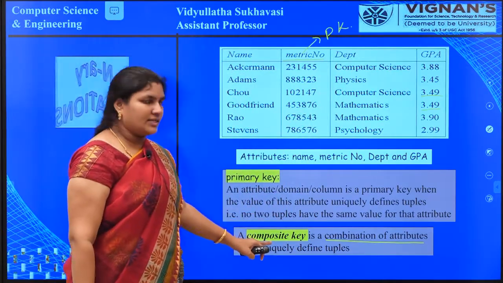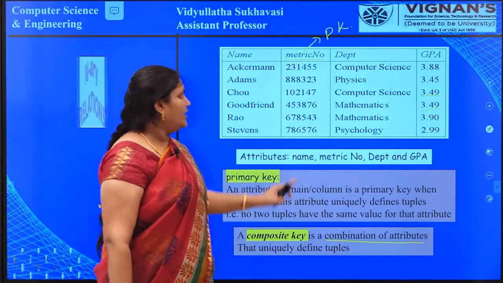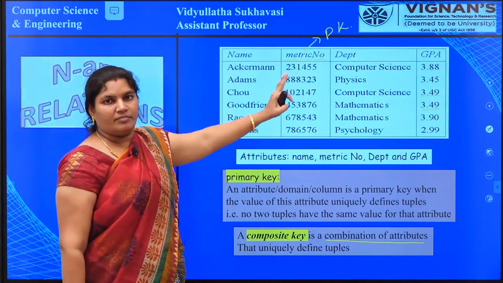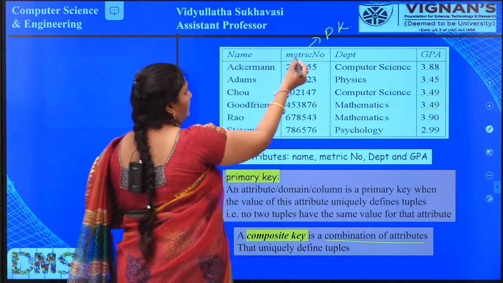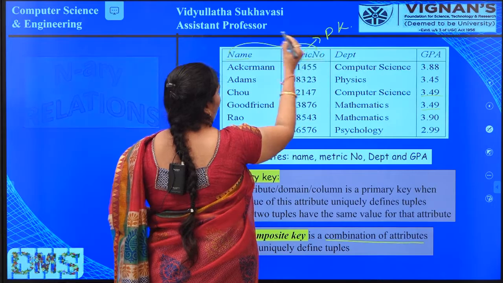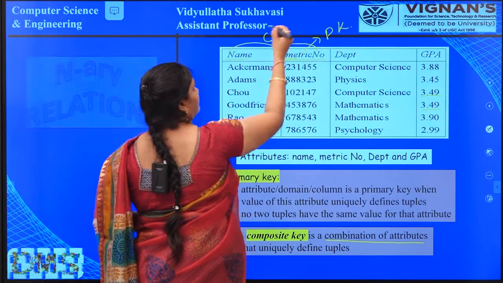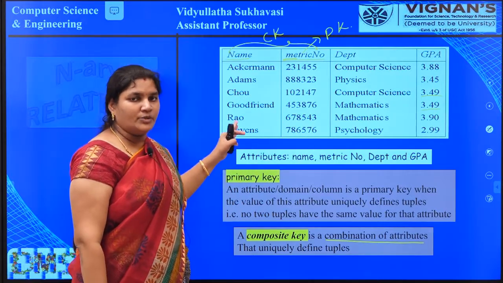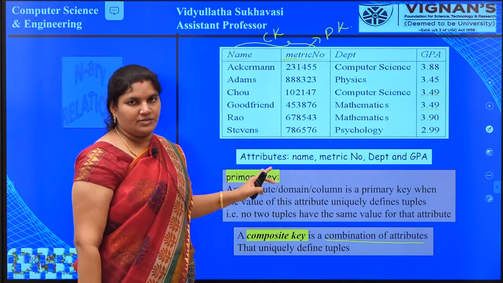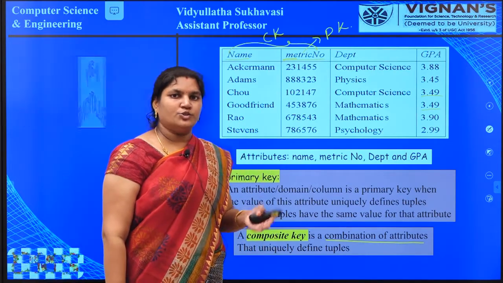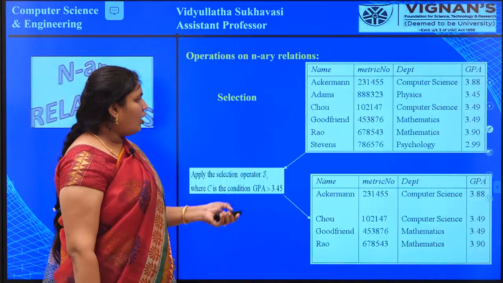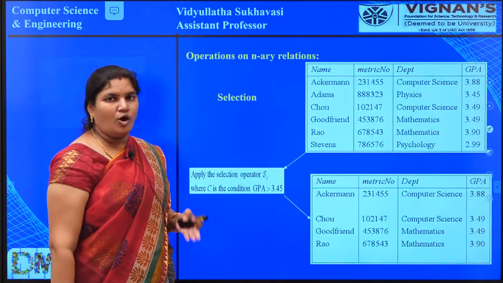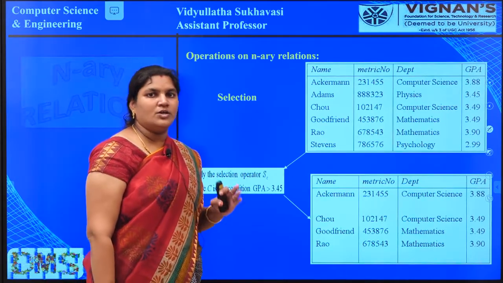When it comes to the composite key, there should be a combination. With the help of the matric number, if you take name as the combination, name and matric number, then this combination will be called a composite key. So a primary key is only a single column, while a composite key is a combination that uniquely defines the tuples. The operations we are going to perform on databases are two: one is selection and the other is join.